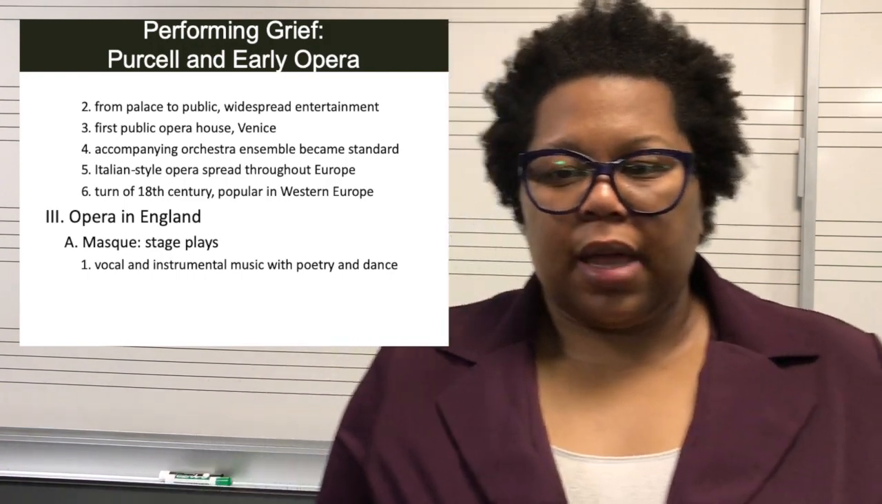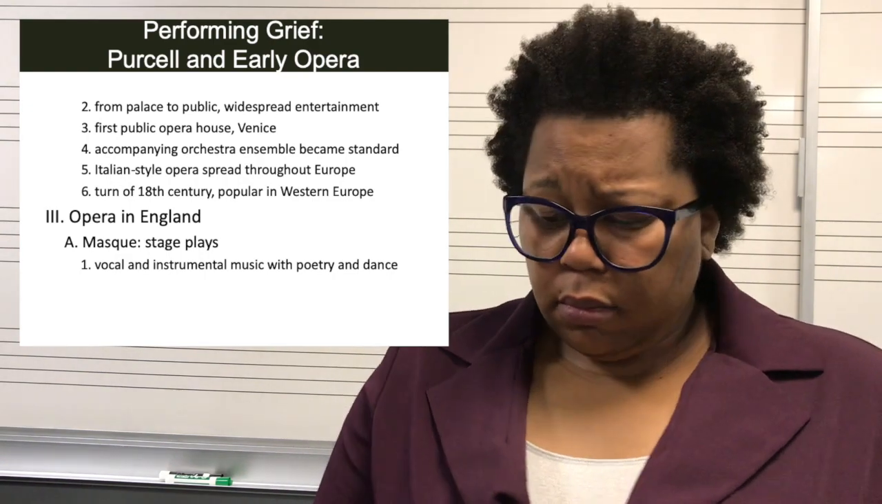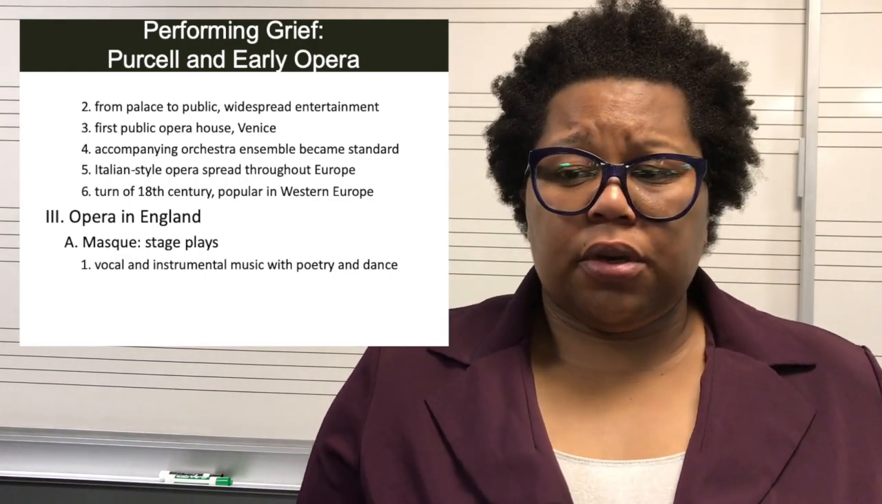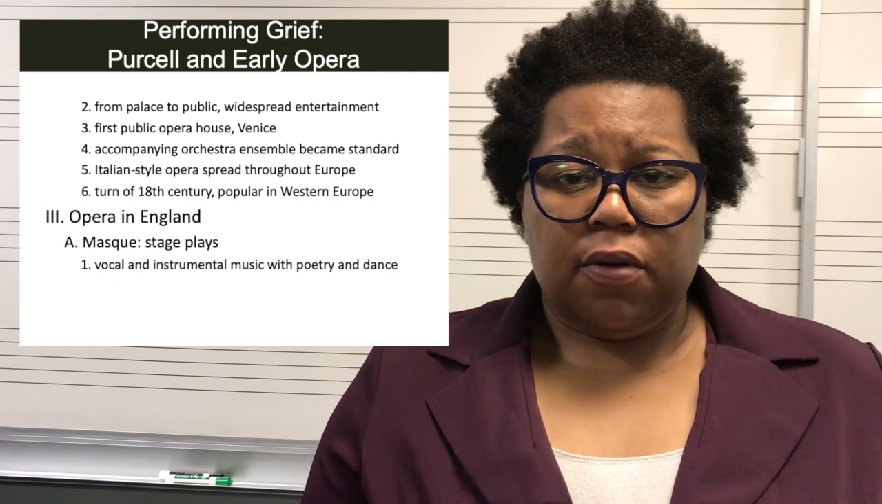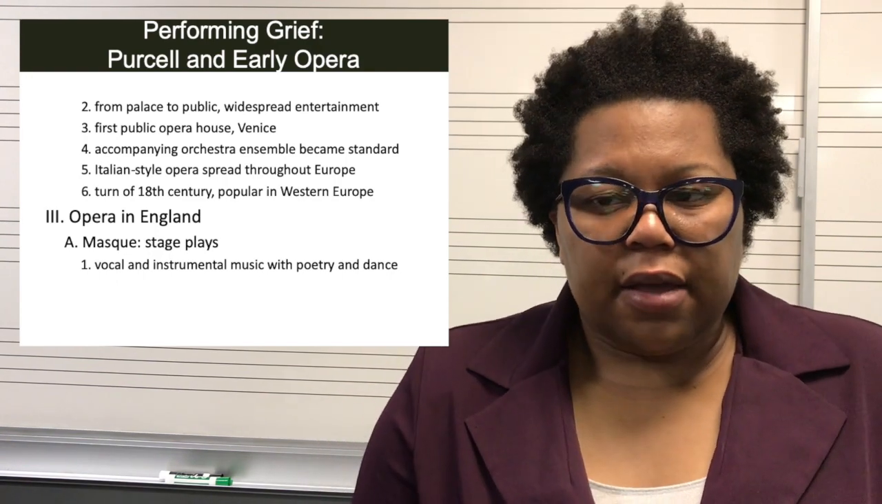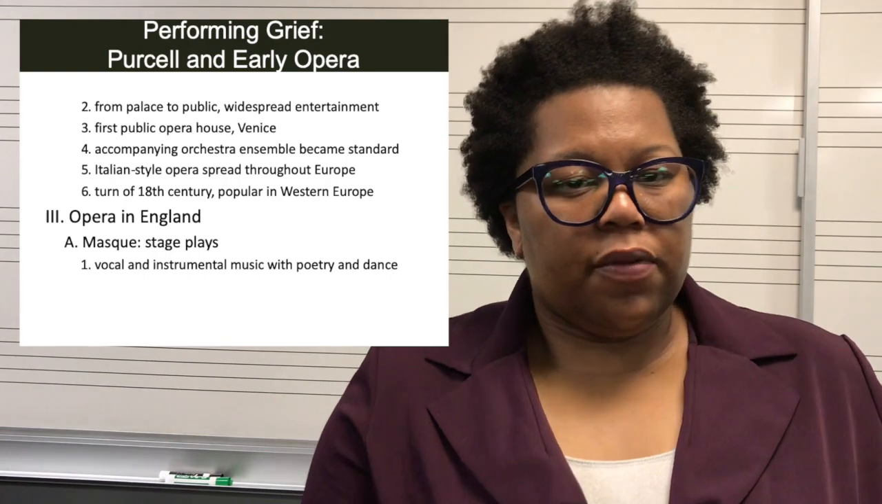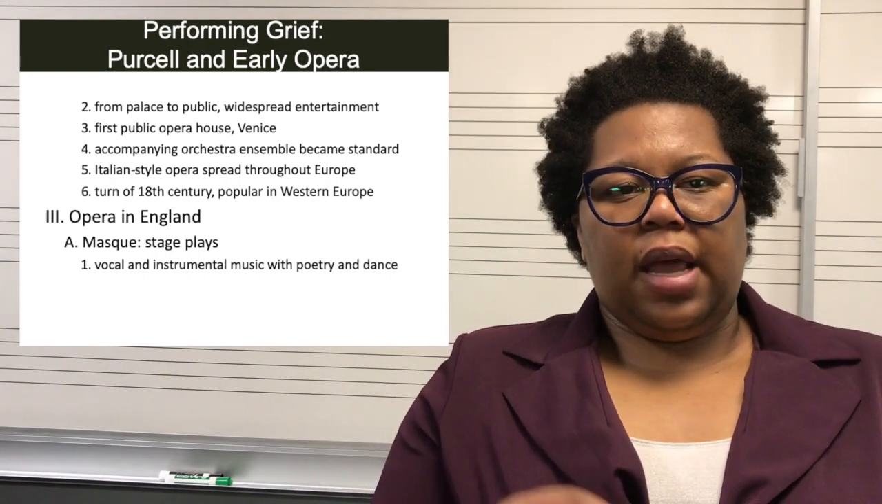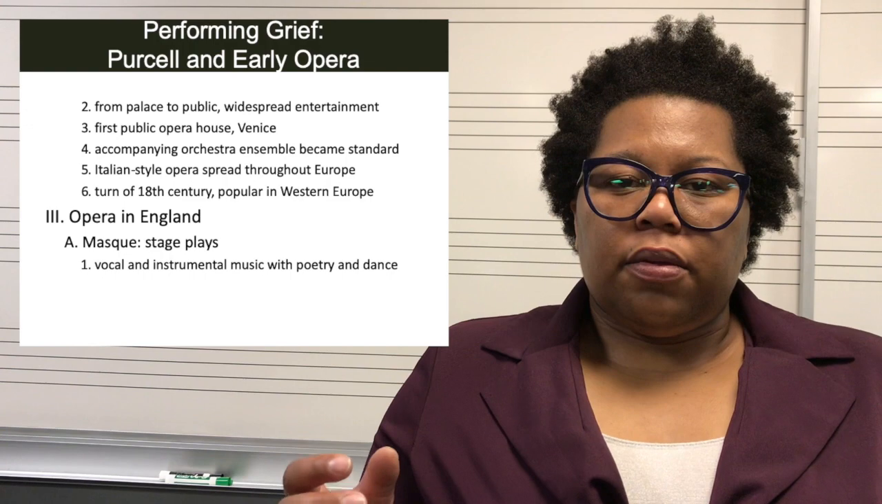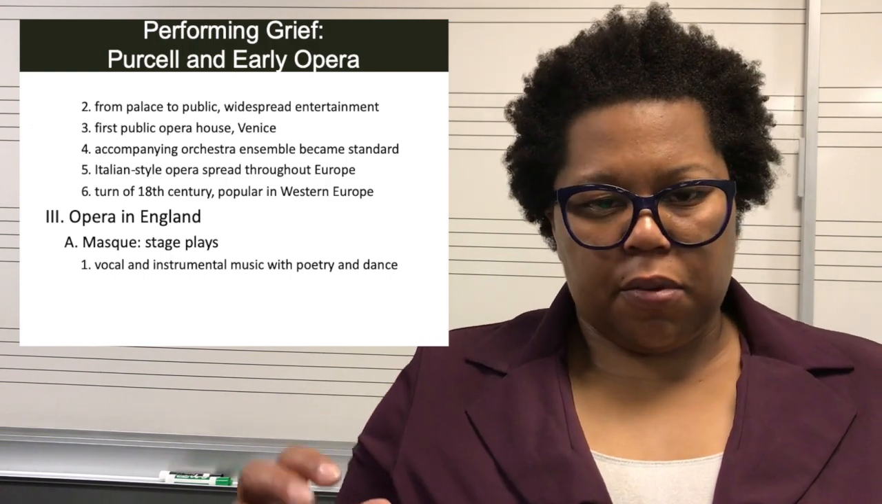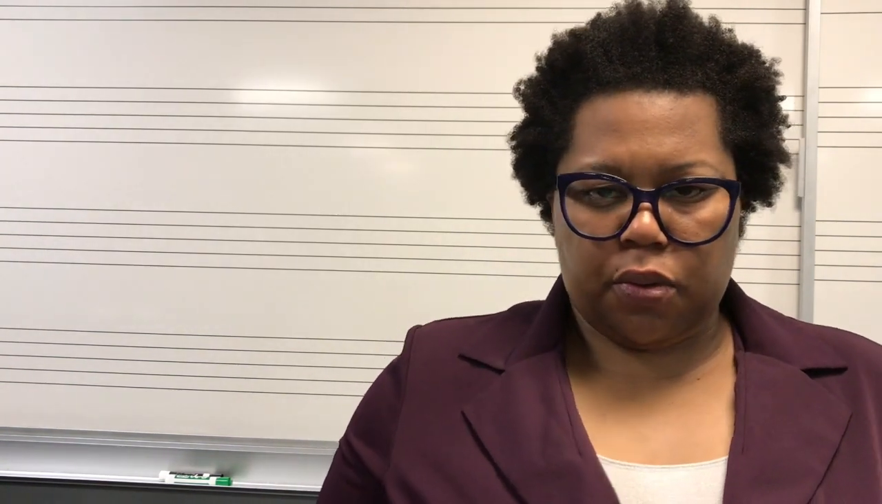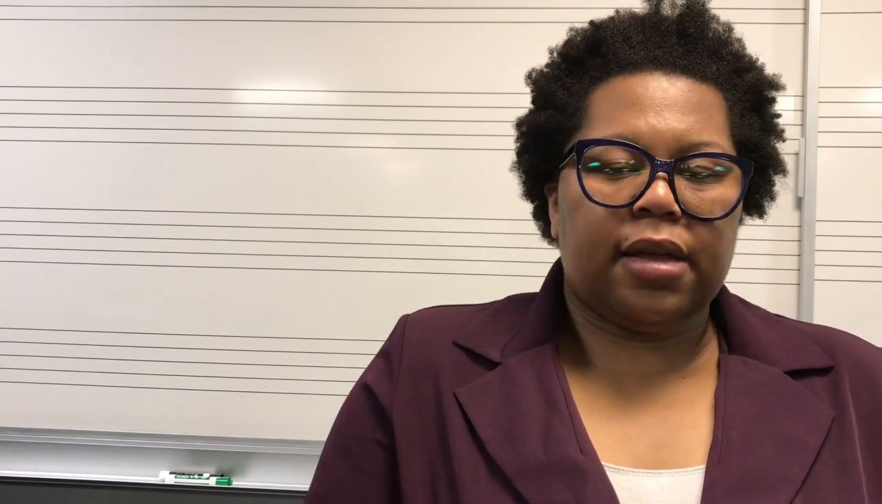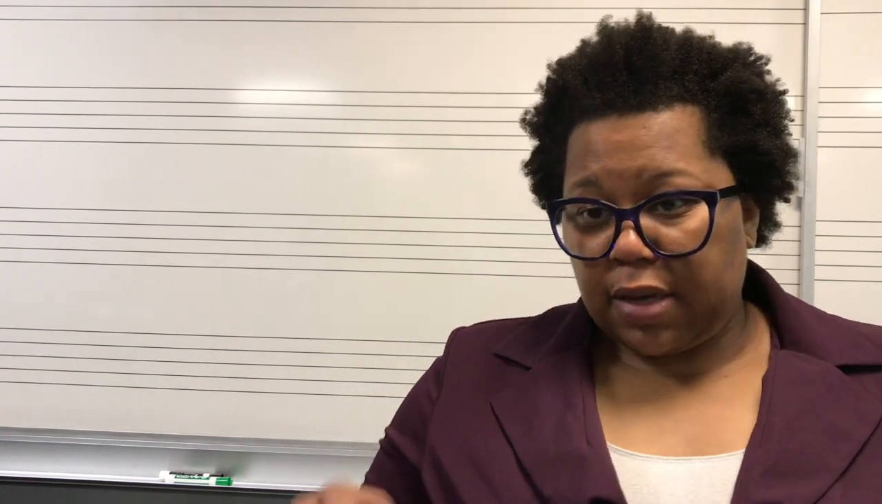And the first public opera house was in Venice, and the accompanying orchestra ensemble became the standard for the operas. And the Italian style opera spread throughout Europe. So even though at this time during the Baroque era, the different countries started to have their own national identity with their culture and their arts, the Italian style opera became the standard throughout. So even if you were a German composer, you still wrote in the Italian opera style with the Italian text.